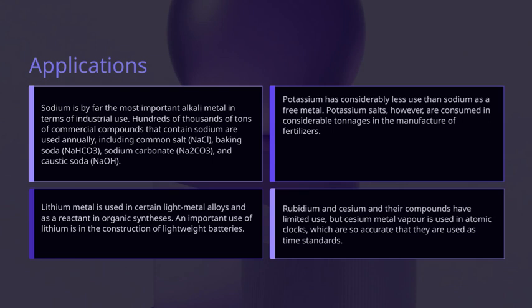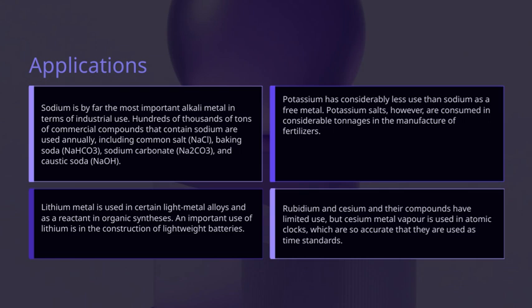Now, lithium metal has a few specialized uses. It's used in certain lightweight alloys and also as a reactant in organic synthesis, which is quite important in chemistry. Most notably, lithium is critical in making lightweight batteries. Think of the batteries in our smartphones and electric vehicles. That's a major application. Lastly, sodium is by far the most important alkali metal in industry.